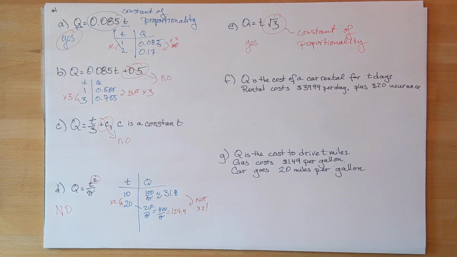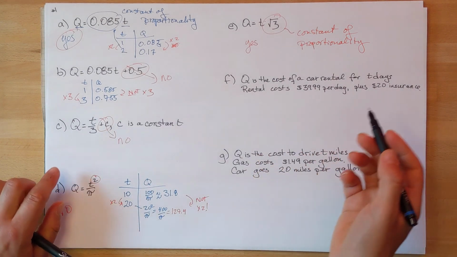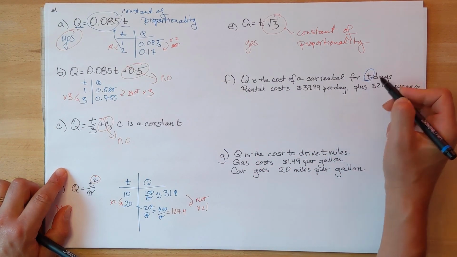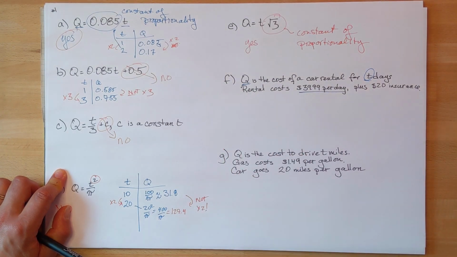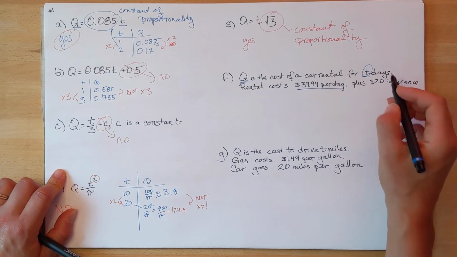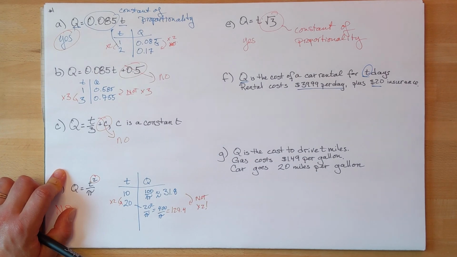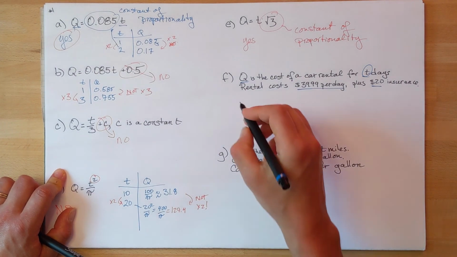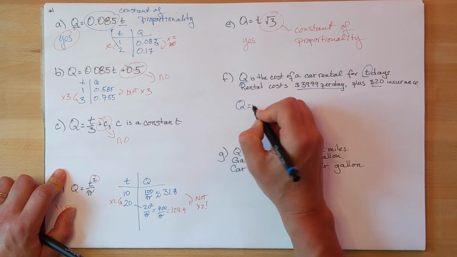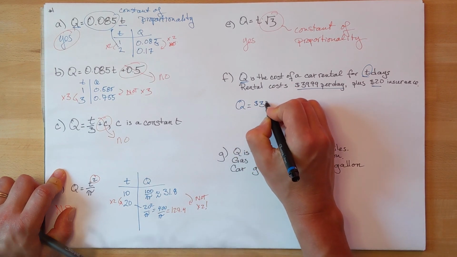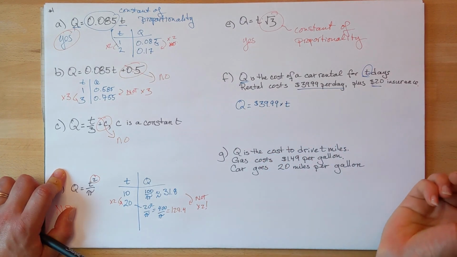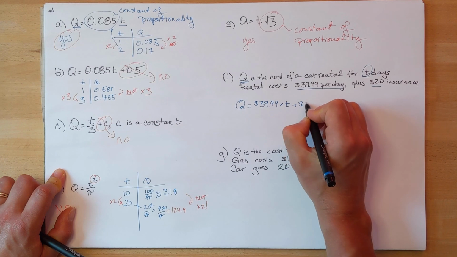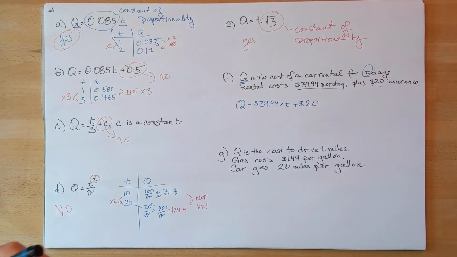Now let's look at F. Here we have words instead of numbers. I'm looking at T days of a car rental, and the cost is Q. This is my daily cost to rent the car, but in addition to having to pay each day, I also have to pay a fixed amount for insurance. I have to pay an extra $20 for insurance, no matter how long I'm renting the car for. So Q is equal to $39.99 for every day that I'm renting the car, and then I have to pay an additional fixed $20.